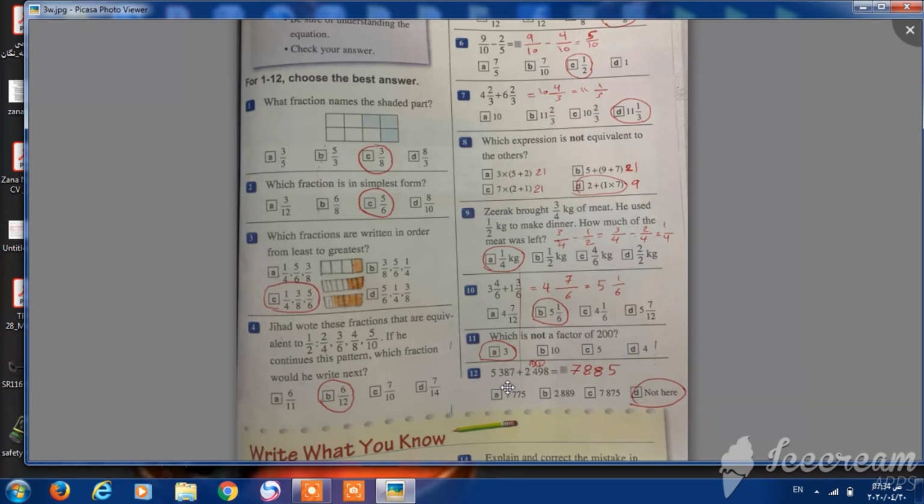Number 12, let's add these numbers. 7 plus 8 equals 15. 5, 1 regroup. 8 plus 9 equals 17, and with the 1 that is 18. 8, 1 regroup. 3 plus 4 is 7, and plus 1 is 8, and 5 plus 2 is 7. We get 7,885. So we can find this number from there.